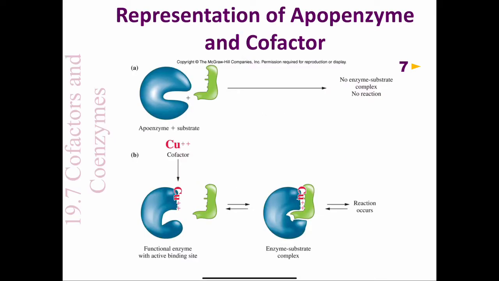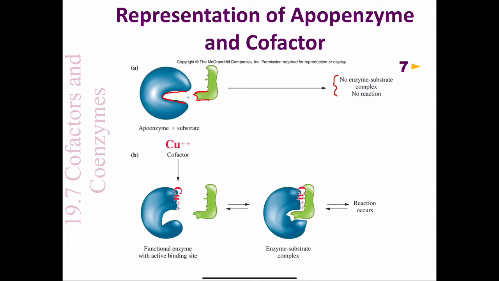In this example, we see our apoenzyme, which is highlighted in blue, and then we see our substrate. Now you can see that the binding pocket of the apoenzyme, the topography, doesn't match exactly with the outline or the conformation of our substrate. So what happens is we get no enzyme-substrate complex forming.